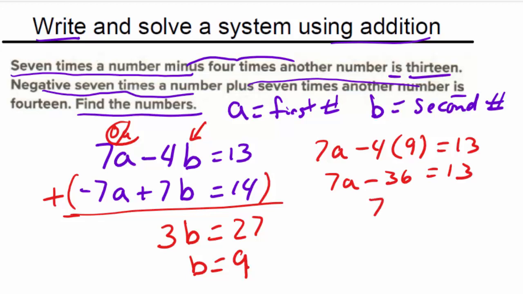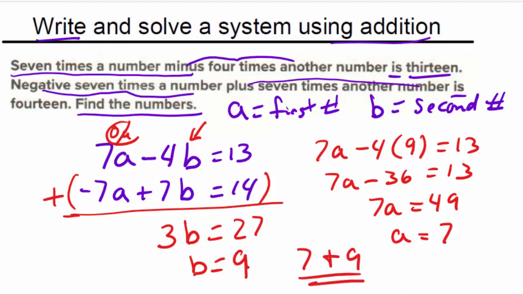And then add 36 to both sides. 7a equals 49. And divide both sides by 7. A equals 7. So the numbers are 7 and 9. Those are the two numbers that they were talking about.